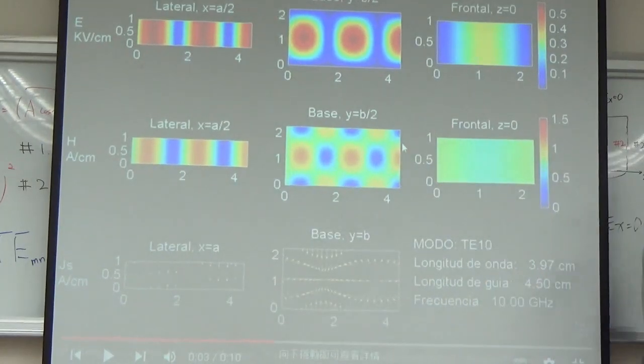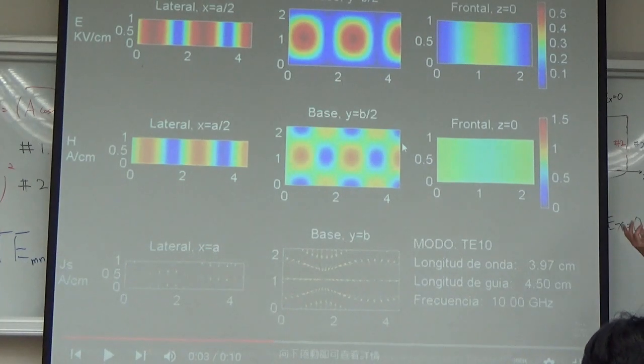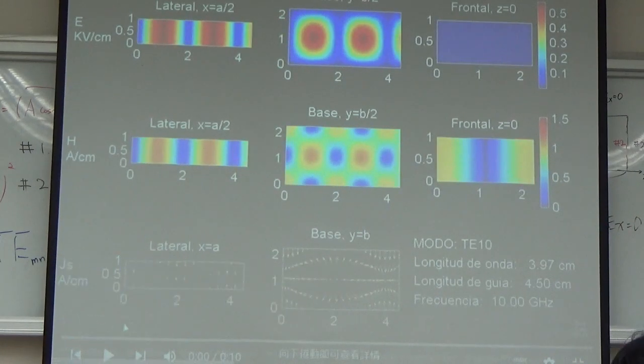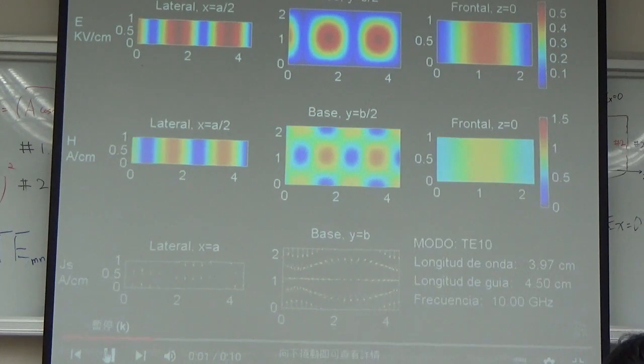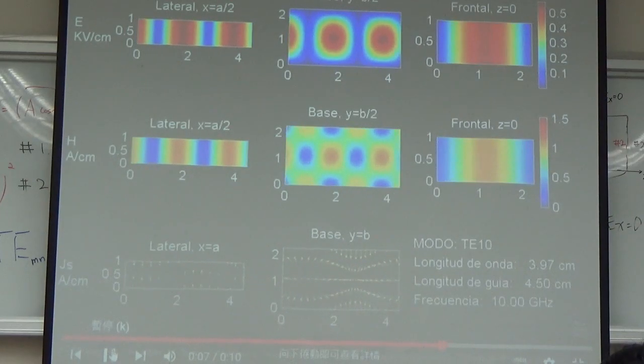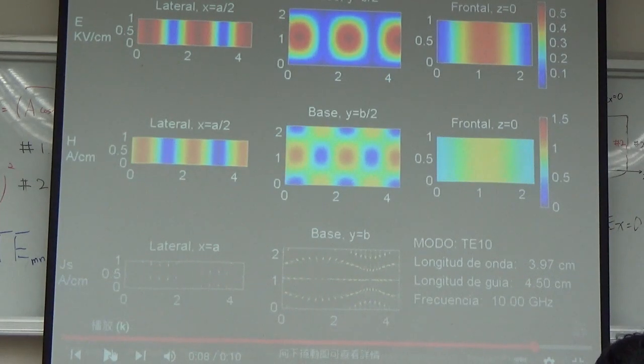TE10 mode. For the fundamental design of the waveguide filter, we use TE10 mode at the beginning because it is the main mode, primary mode, the fundamental, most basic mode. So TE10 is most important. You can see it is moving, right? Moving in the Z direction. You can see the E field, and this is the H field.